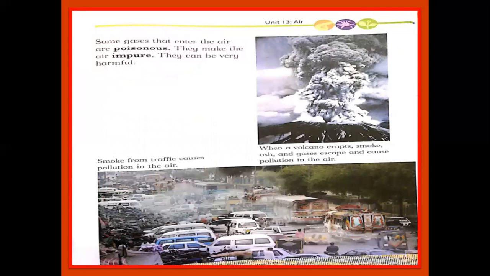Now look at the next page, page number 59. Some gases that enter the air are poisonous. They make the air impure. They can be very harmful. How can they be very harmful? You can see here. When a volcano erupts, smoke, ash, and gases escape and cause pollution in the air. Number two, smoke from traffic causes pollution in the air.